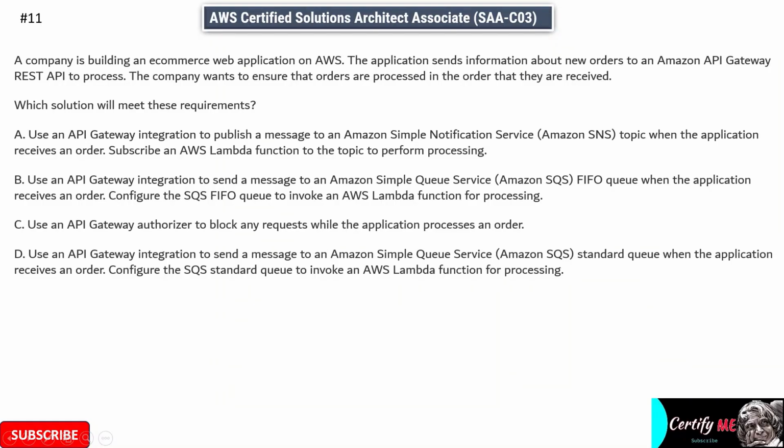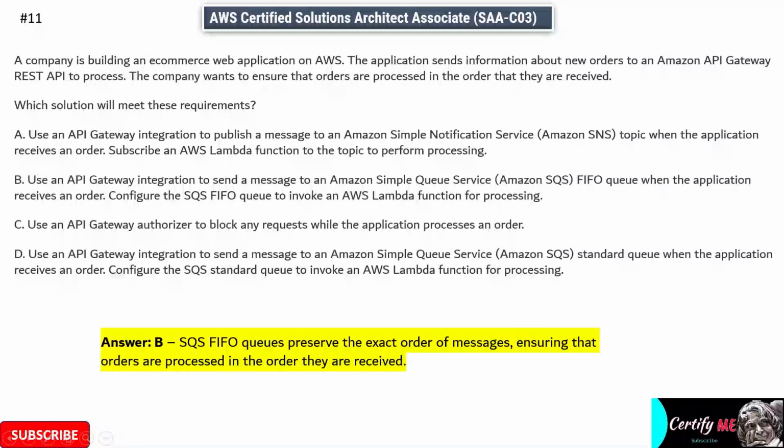Option C. Use an API gateway authorizer to block any requests while the application processes an order. Option D. Use an API gateway integration to send a message to an Amazon Simple Queue Service standard queue when the application receives an order. Configure the SQS standard queue to invoke an AWS Lambda function for processing.